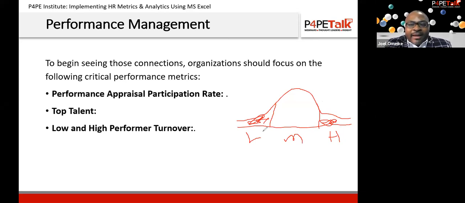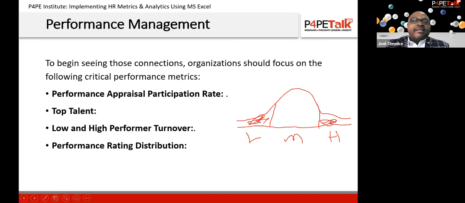Now, your low performers, these people who are here, what percentage are they? And what percentage of them are leaving the organization, are resigning and going out of the organization? Here, your high performing individuals, what percentage of them are being retained in the organization? The more you lose from these high performers, the less the organization can produce results. So you need to track this to ensure you're able to deliver the kind of value you expect to deliver in your organization as much as possible.